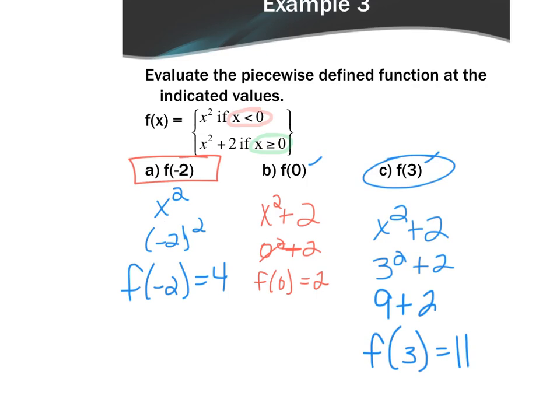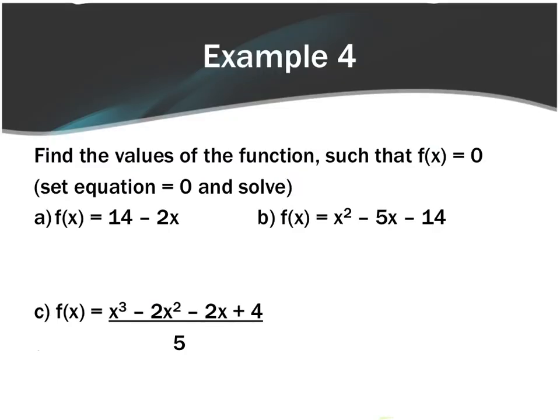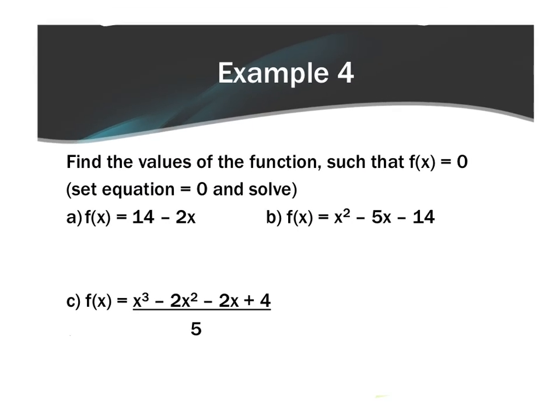We okay? Okay. Find the values of the function such that f of x equals 0. All that means is set the equation equal to 0 and solve. That's it. I want to give you guys a little hint here. All right. Look at the exponent. What's the biggest exponent on each x? And that'll tell you how many answers you're going to have.